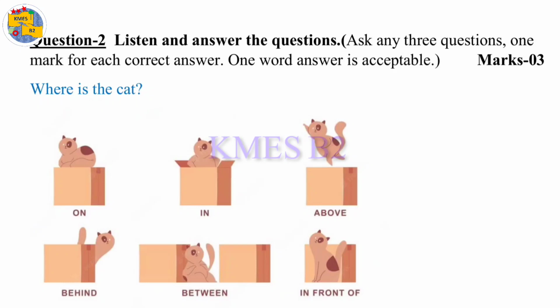Where is the cat? Cat is on the box. Where is the cat? Cat is in the box. Where is the cat? Cat is above the box. Where is the cat? Cat is behind the box. Where is the cat? Cat is between the boxes. Between the boxes. Where is the cat? Cat is in front of.